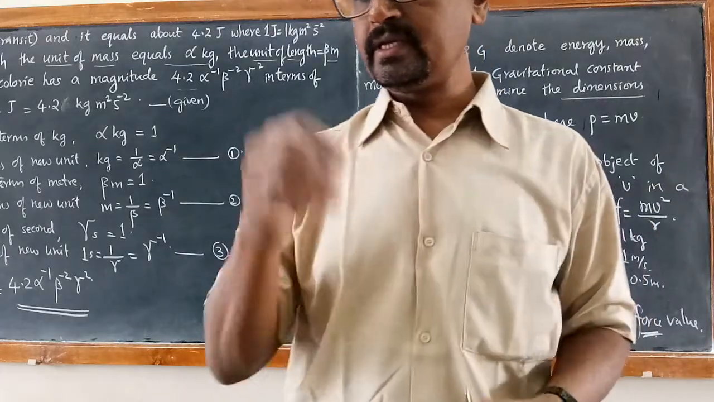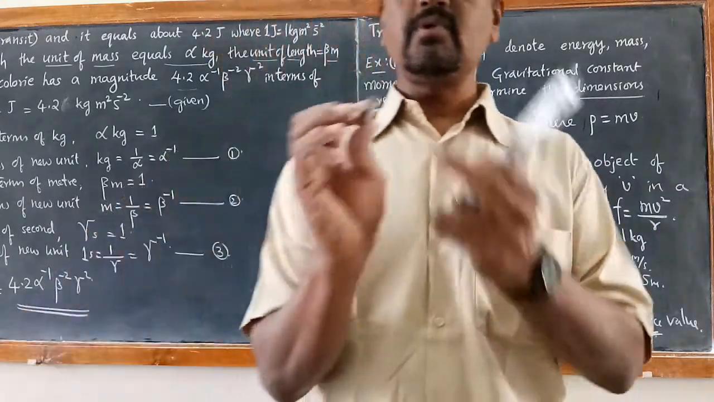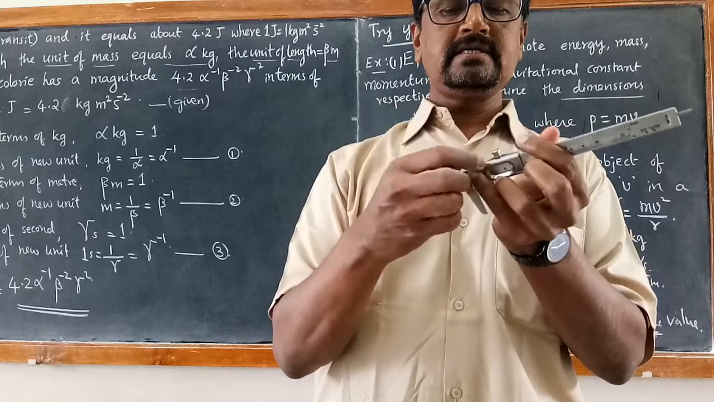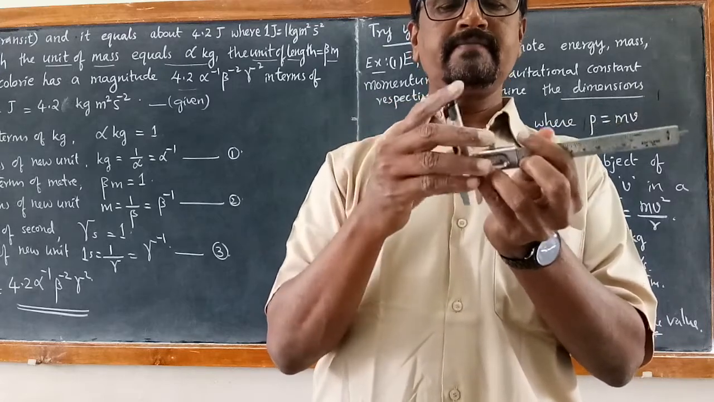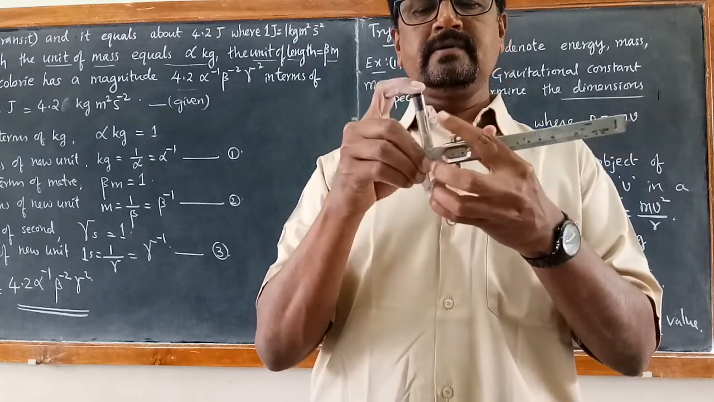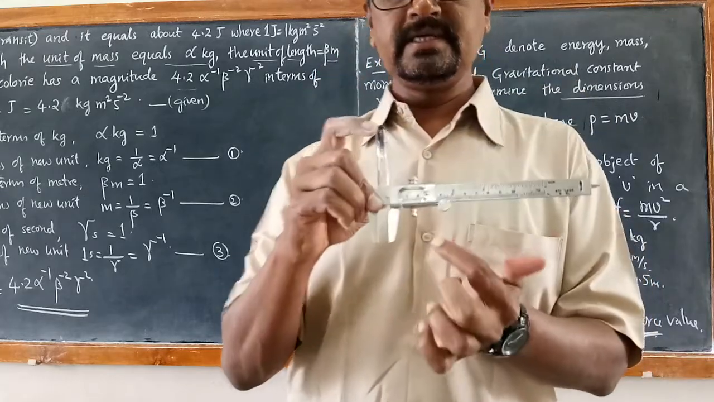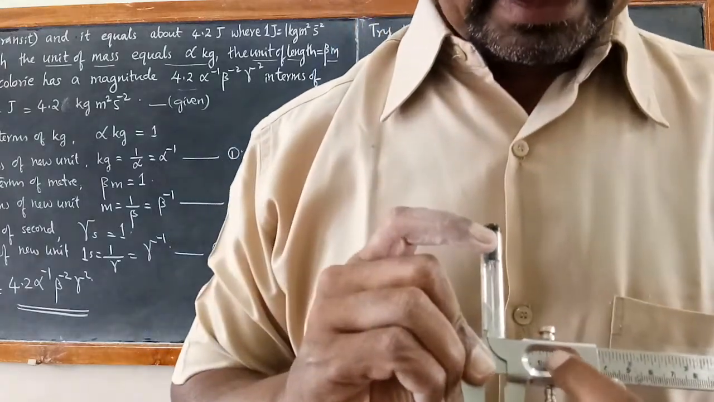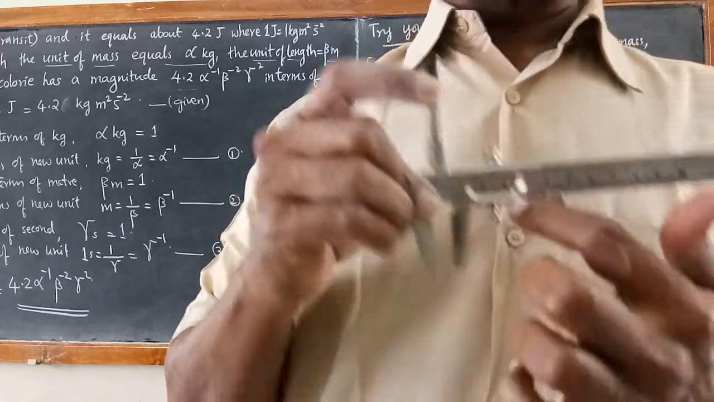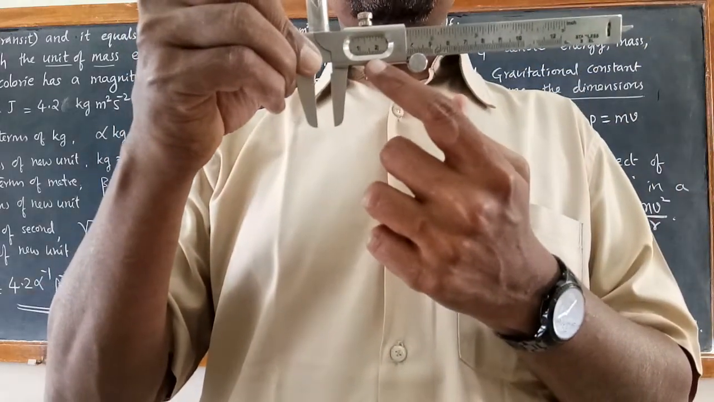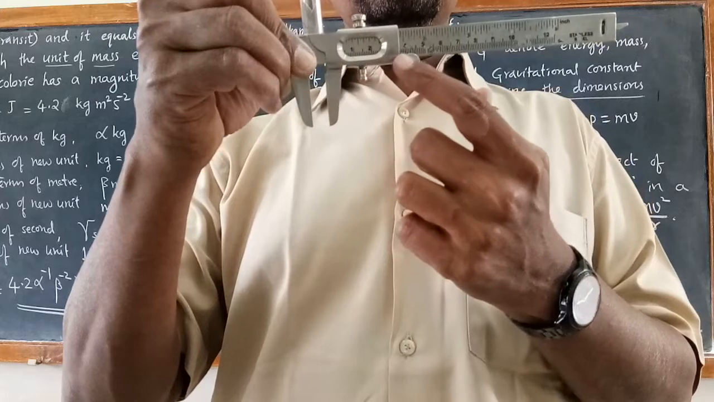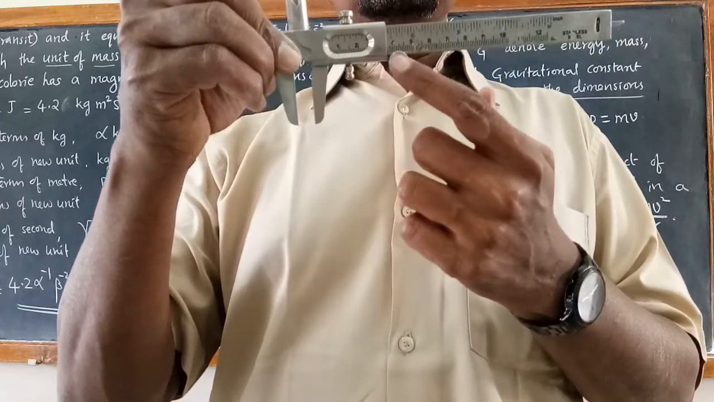Suppose you want to find out the internal diameter of this small cylindrical opening. Just fix it inside and stretch it with the help of these two scales, the millimeter scale and the vernier scale. You see, the vernier scale has 10 divisions. The meter scale, the millimeter scale, has centimeter markings.